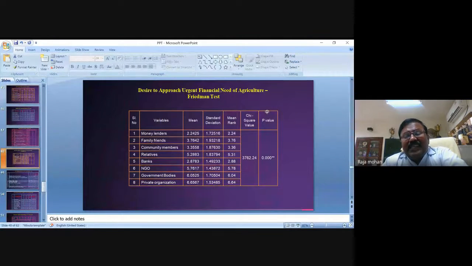And the mean rank, this also we can have manually. We can compute these, the mean and the mean rank. Finally, we can have the p-value. By seeing this, we can decide whether it is significant or not.